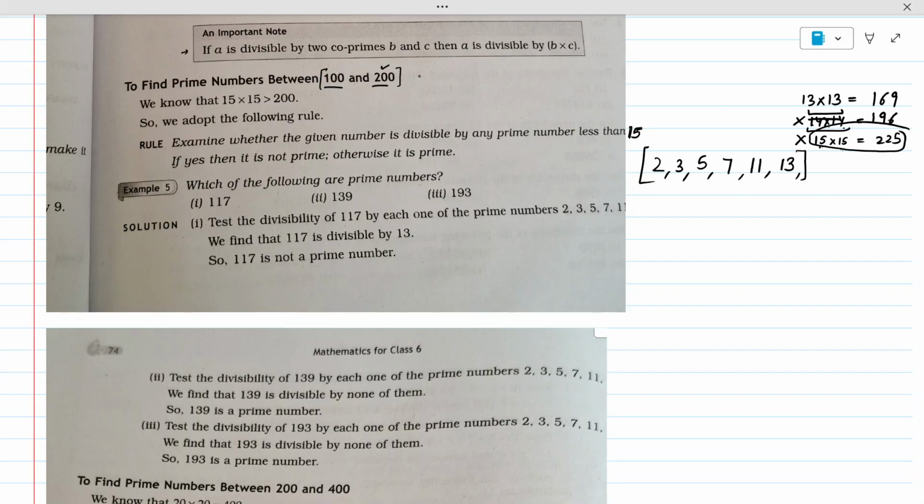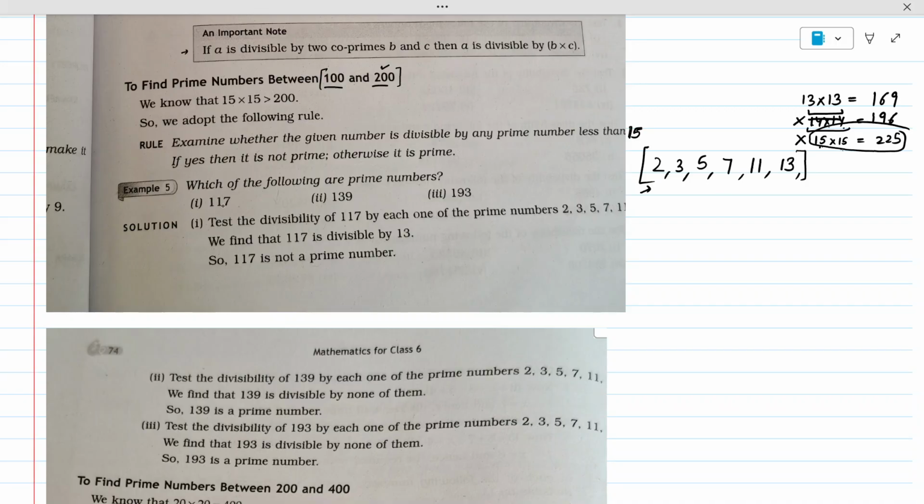Same thing has also been written here. Examine whether the given number is divisible by any prime less than 15. If yes, then it is not a prime, otherwise it is prime. We know what prime numbers are: numbers which have no factors other than 1 and the number itself, right? So if the given number is divisible by any of these prime numbers, then it is not a prime number. And if it is not, then it is a prime number, right?